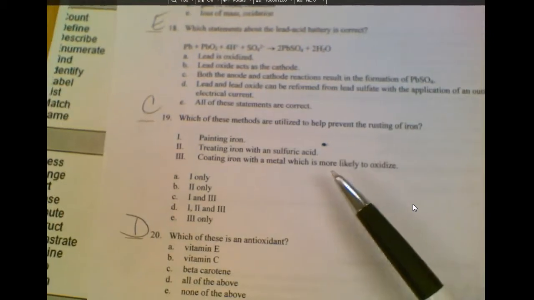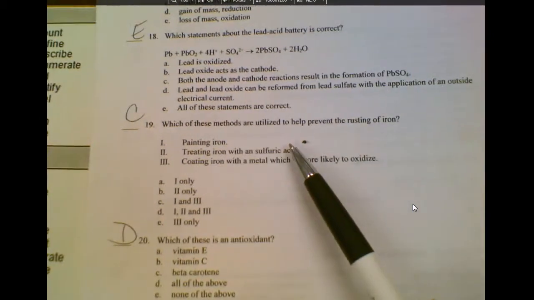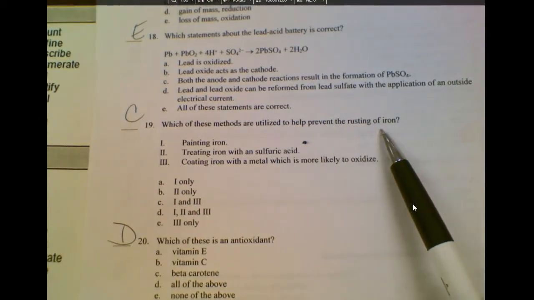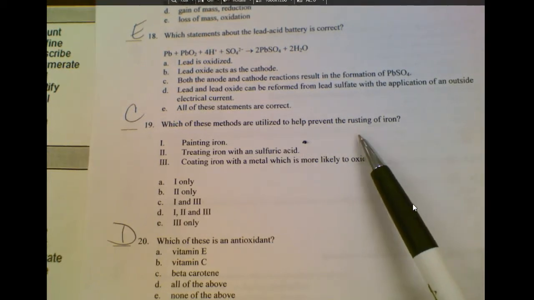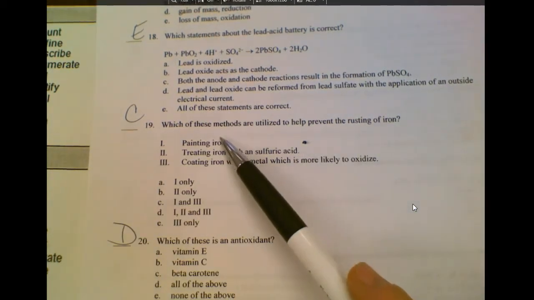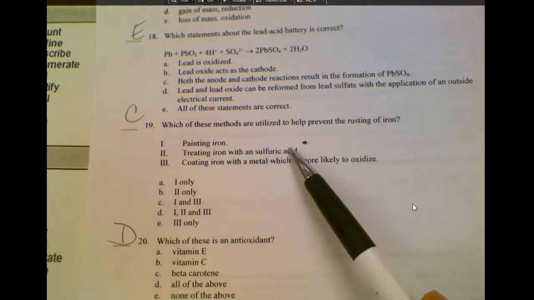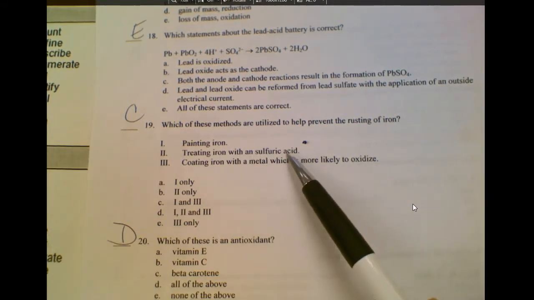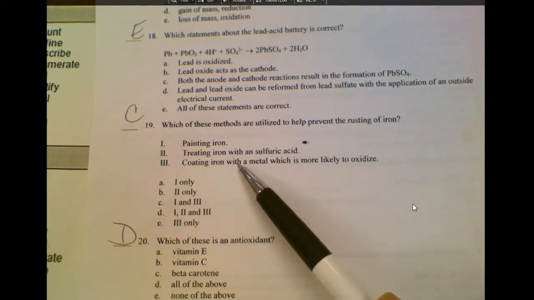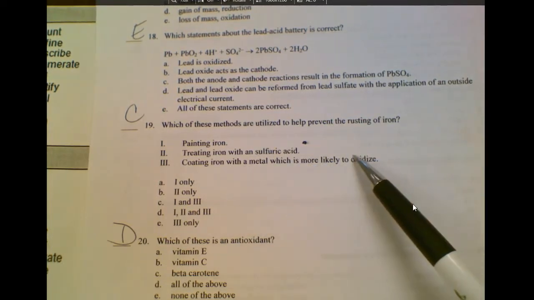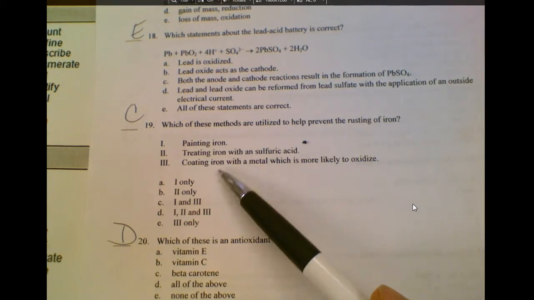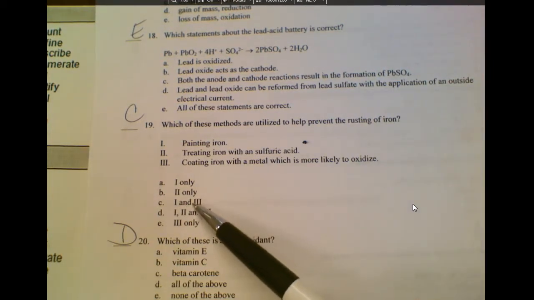Okay, our last two, 19 and 20. Which of these methods are utilized to help prevent the rusting of iron, which we call galvanization? So we talked about we could paint the iron. I don't think you'd treat the iron with a sulfuric acid. That would probably promote iron rusting. Or you can coat iron with a metal which is more likely to oxidize. So 1 and 3 are correct, and that is letter C.